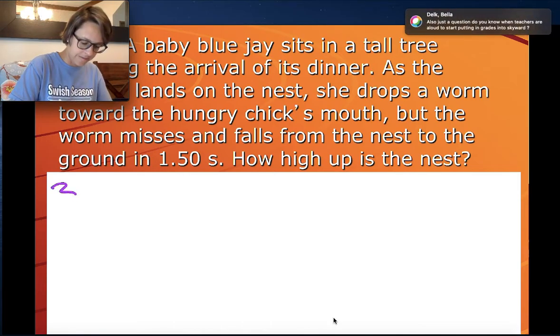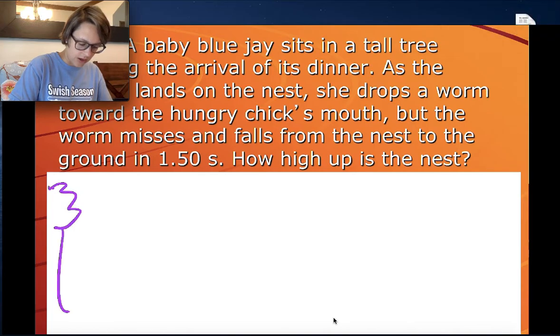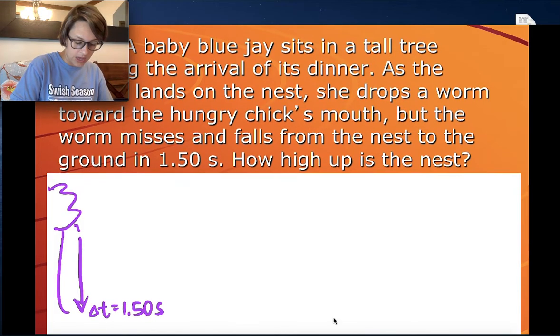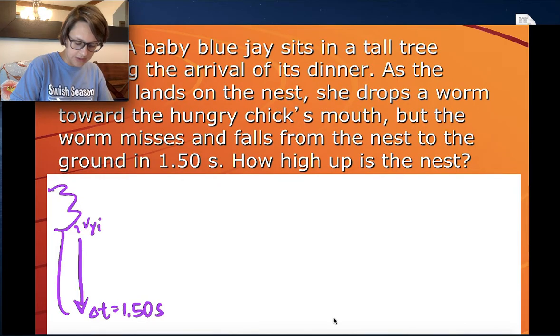Okay, so here's our little worm. It's going to fall. Hits the ground in 1.50 seconds. The worm was at rest in Mama bird's mouth before it fell. So VYI is 0.